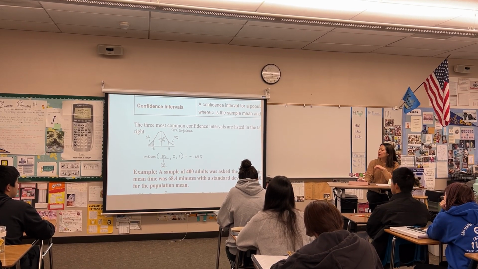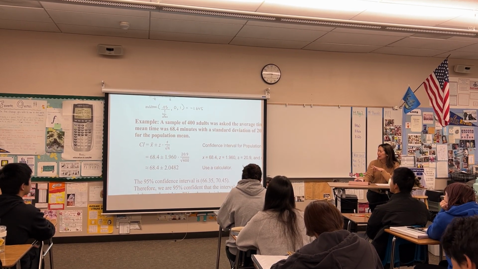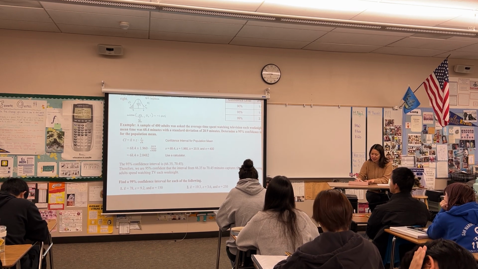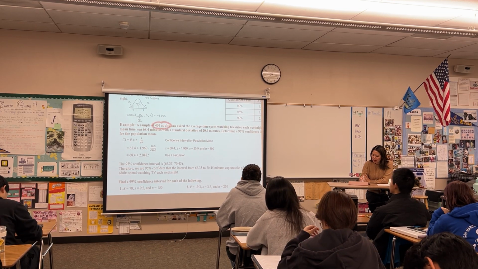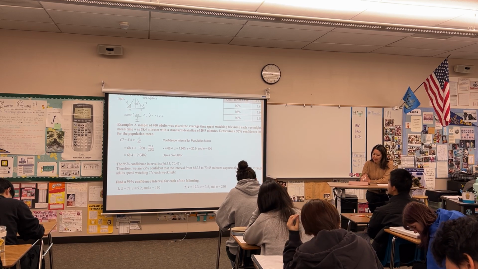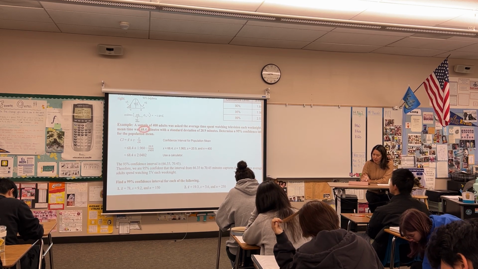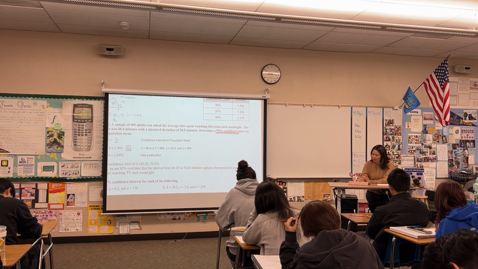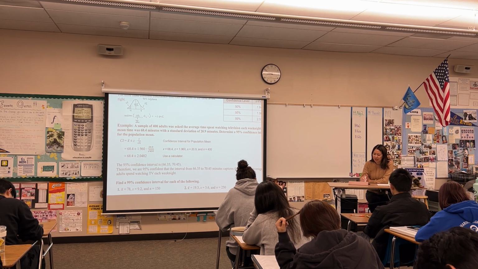Now that we know how to find the z, let's go ahead and make the entire interval. So here's an example. It says a sample of 400 adults were asked the average time spent watching television each weeknight. The mean time was 68.4, standard deviation 20.9. Determine a 95% confidence interval for the population mean.